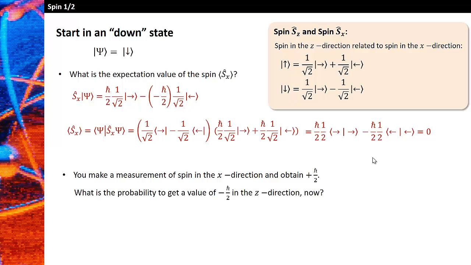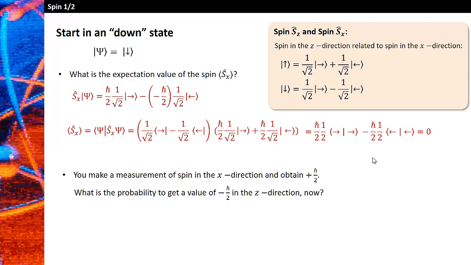Let's say we do something else with spin, and namely we take this down state, we make a measurement now of spin in the x direction, and we obtain a result of positive h bar over 2 for that individual measurement. What's the probability that we would get a value of minus h bar over 2 in the z direction? So what's the probability after making our measurement in the x direction that we would get spin down?